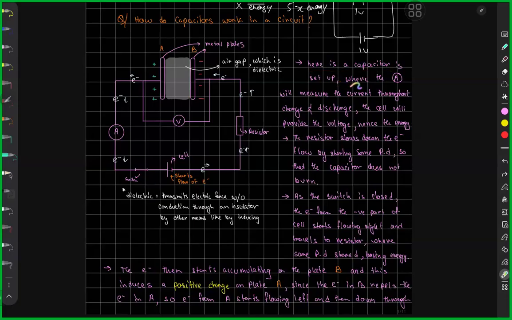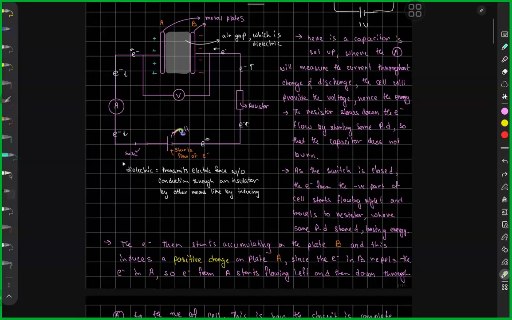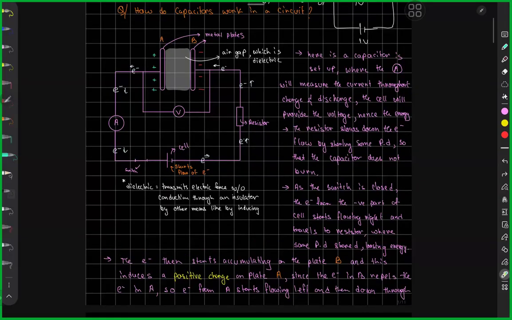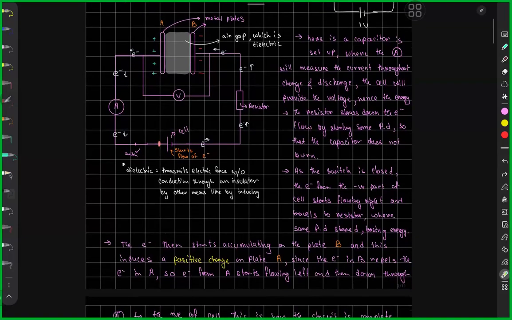Here, there's a capacitor setup, and there's an ammeter which will measure the current throughout the charge and discharge process of the capacitor, and we'll get through how the charging process happens. So initially, when I have the cell over here, this is providing the electromotive force, or it is providing the voltage for the current or the electrons to flow. If I have 12 volt of voltage being applied, that means between these 2 points, I have a potential difference. I have what? A potential difference worth 12 volt.